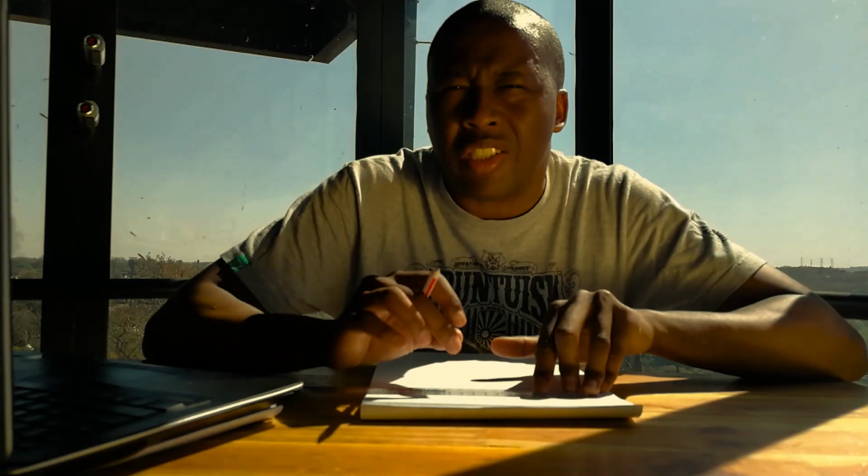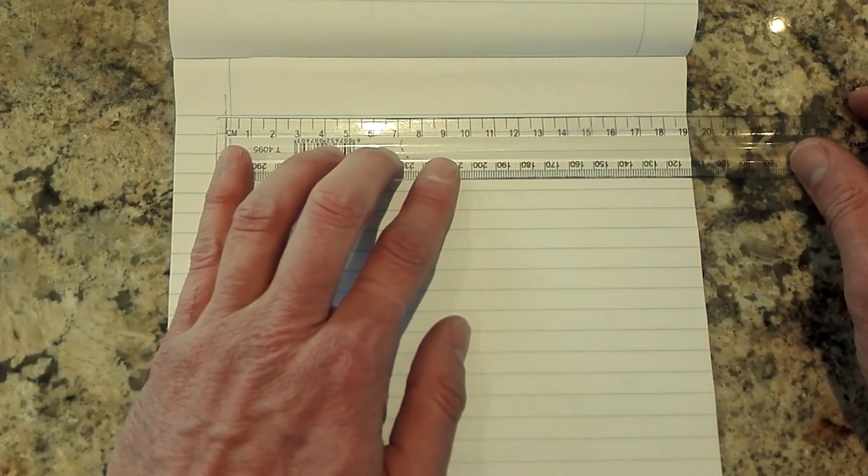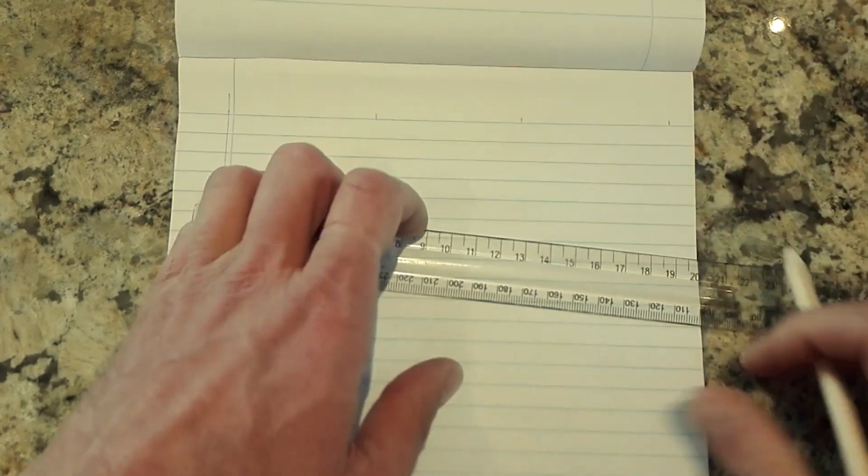Now, what you're going to do is grab your ruler. You're going to measure out 18 centimeters. Now, why 18 centimeters? Partially because it's easily divisible by 3. You can divide it by 3 pretty easily. Now, what you're going to do is mark it first. 6 right there and 12 right there.